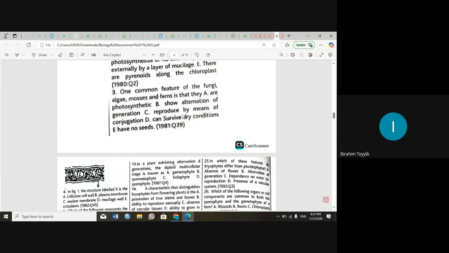So the seed plants are the spermatophytes. Okay, so that's why I say you can look at the options twice before you pick your answer. And this is the structure of Spirogyra. You can see it consists of filaments.